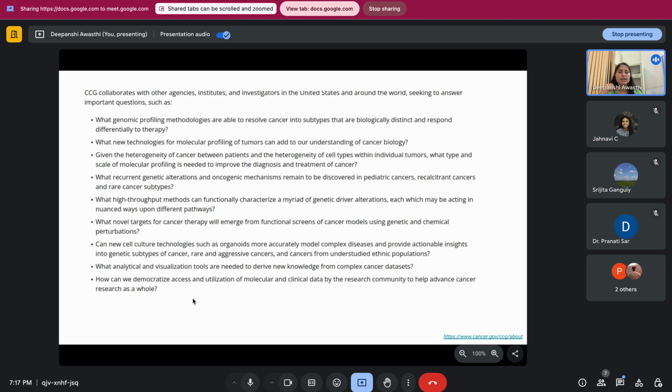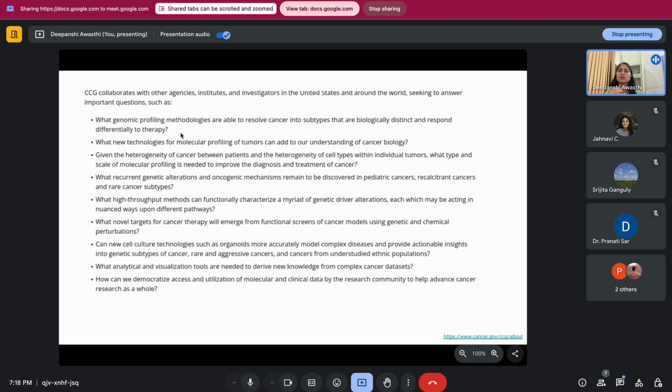And then I have also attached what kind of questions they are answering. There are this many questions which they are trying to answer, so I'll discuss a few of them. The first one was: what genomic profiling methodologies are able to resolve cancer into subtypes that are biologically distinct and respond differentially to therapies? So there are some cancers which have different subtypes, and each subtype is different. They behave differently to different drugs.